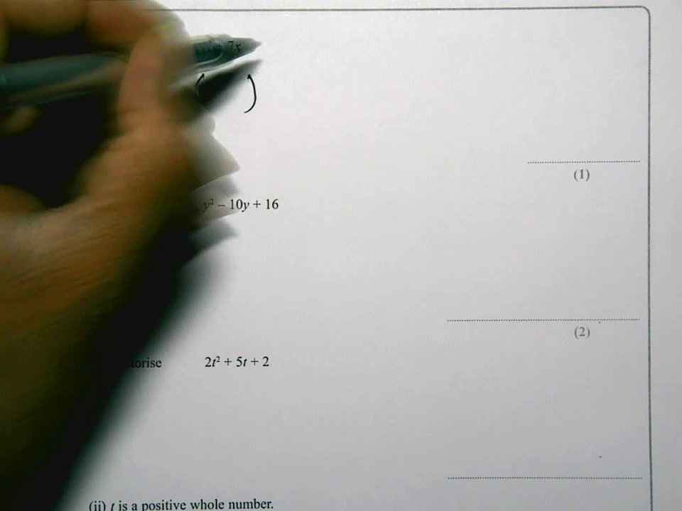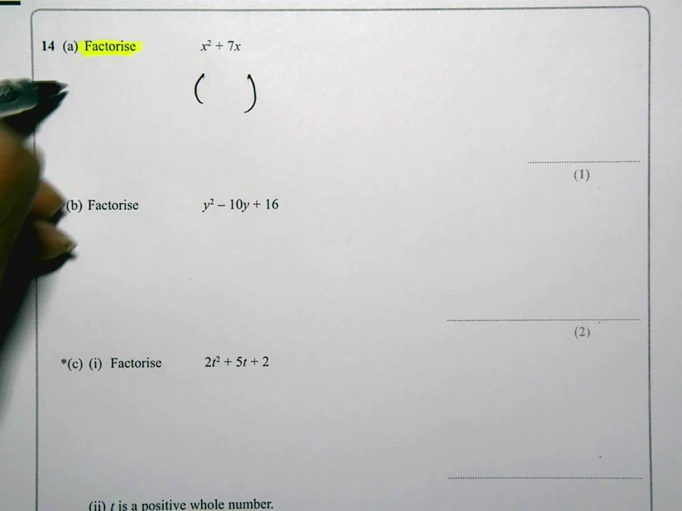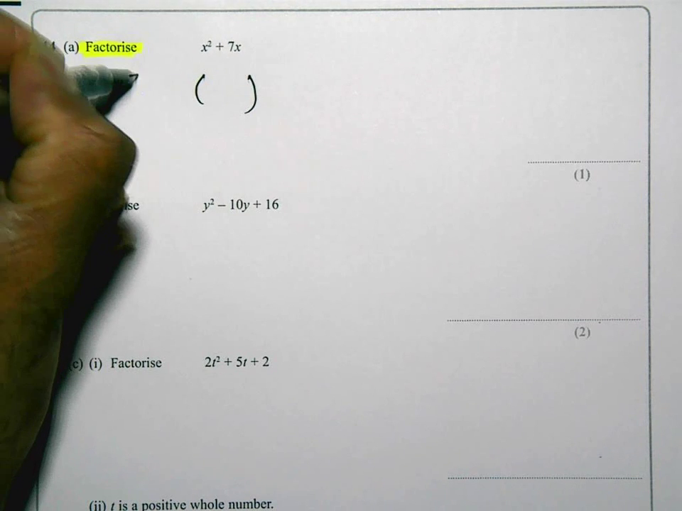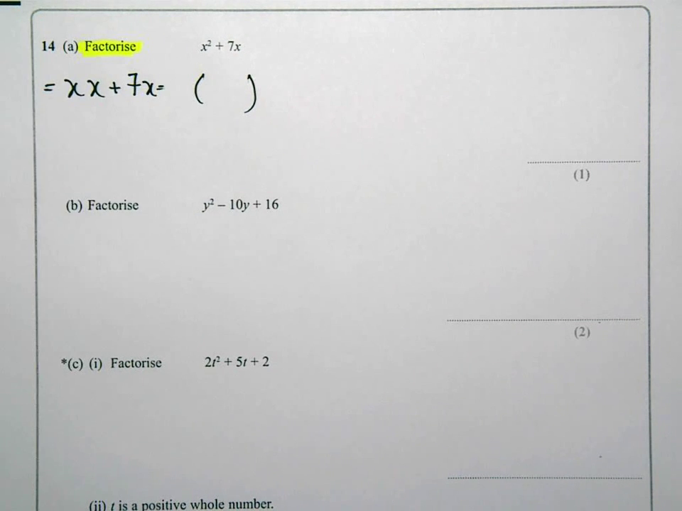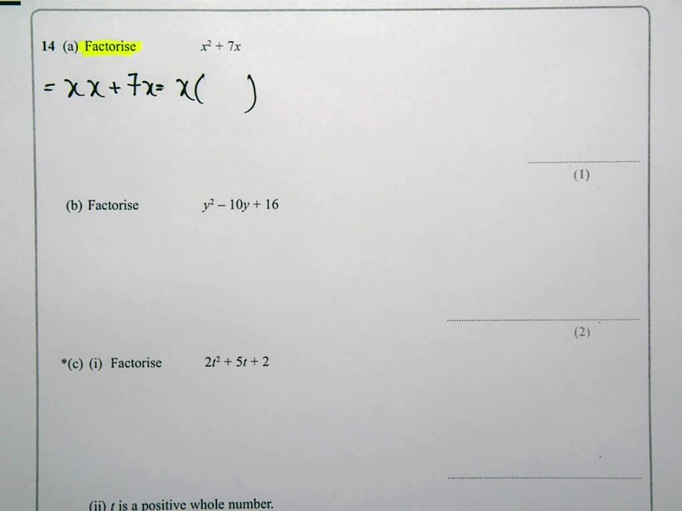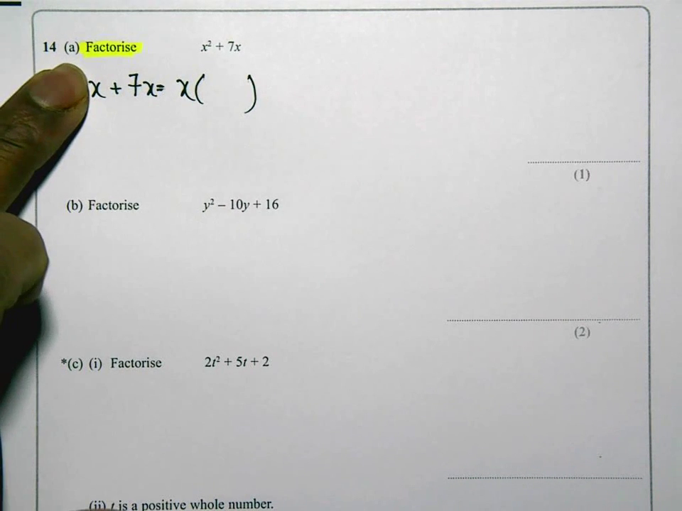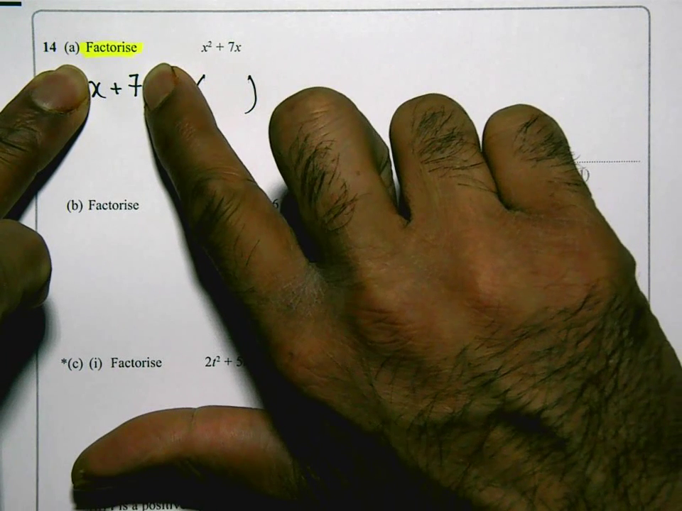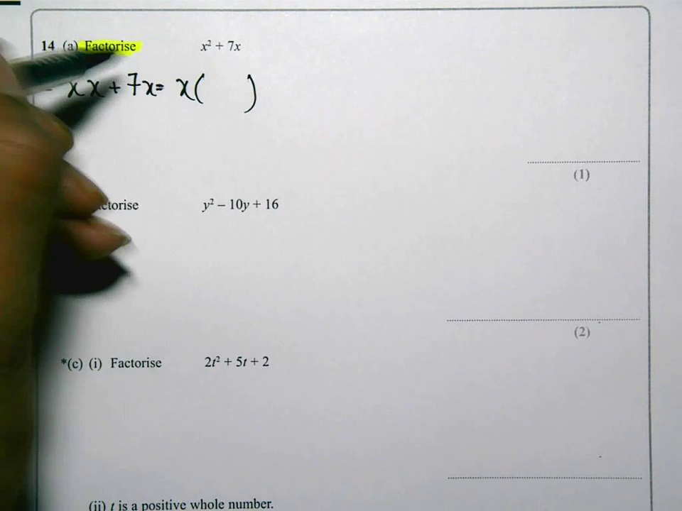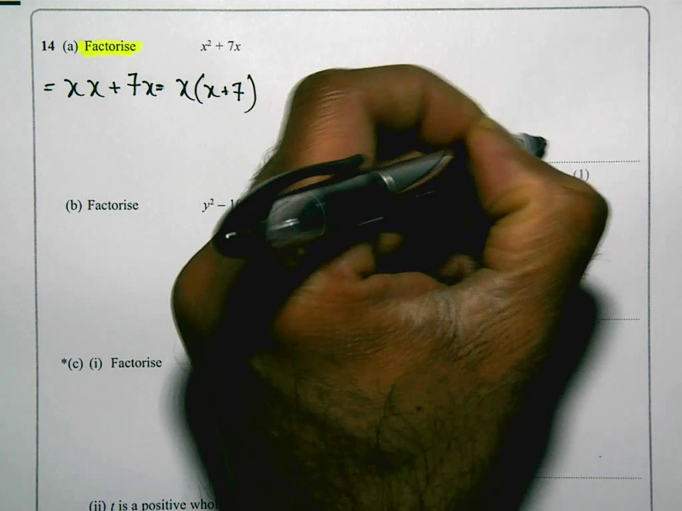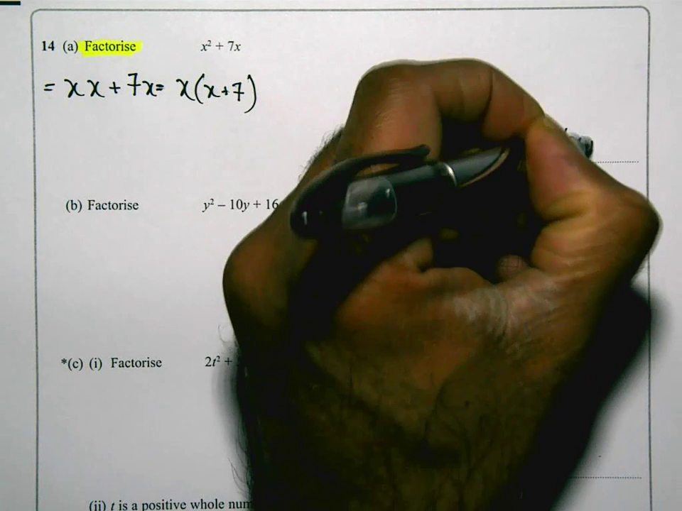Now, this particular thing, x squared plus 7x, I could rewrite that as xx plus 7x. Now, what's common to both of them? Common to both of them is the letter x. And if I took an x out from the first, and I took an x out from the second, what's left behind is x plus 7. And so that's what's going to end up inside the brackets, x plus 7. So factorizing that is going to give me x brackets x plus 7.